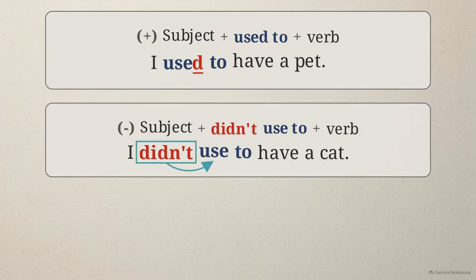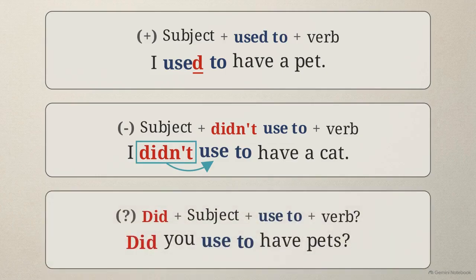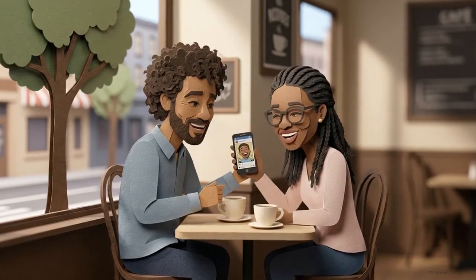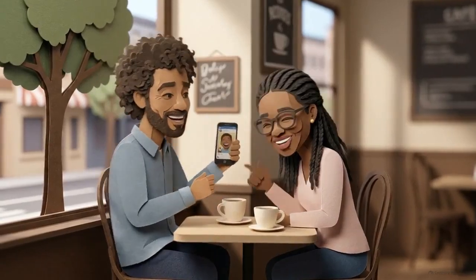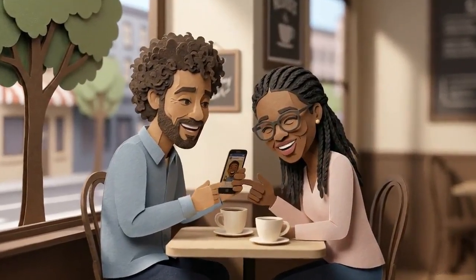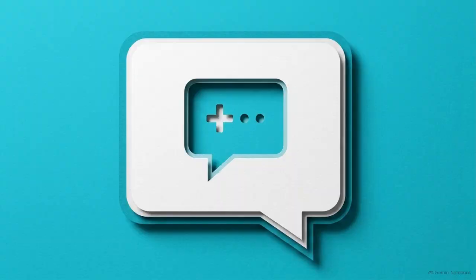And when you're asking a friend, you say, did you use to have pets? Since "did" starts the sentence, "use" stays in its simplest form. Once you're comfortable with these three patterns, you have a powerful tool to share your own stories and history in English. So let's try it out.